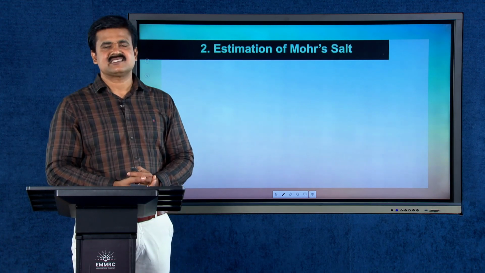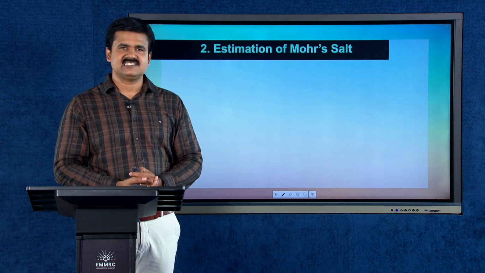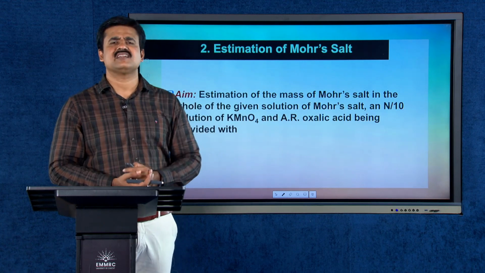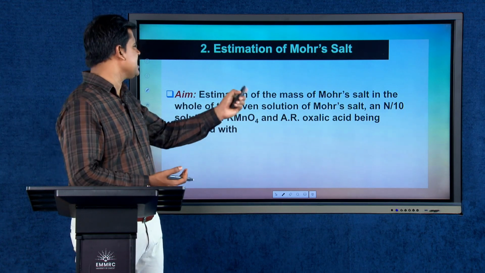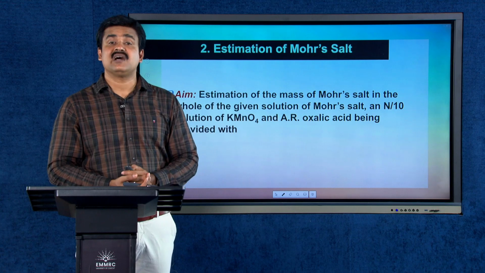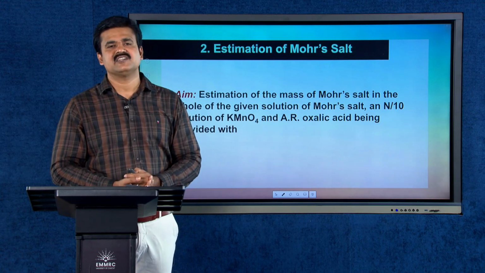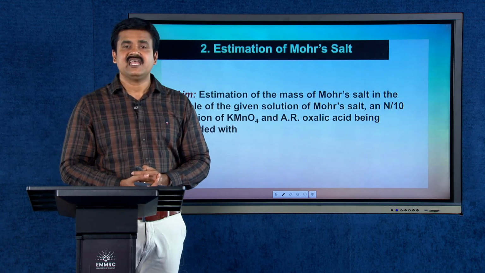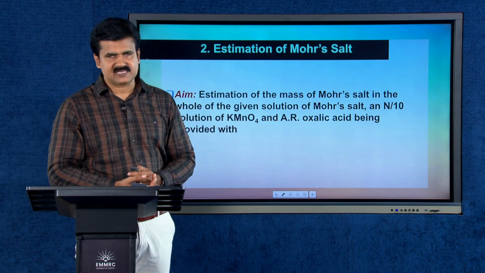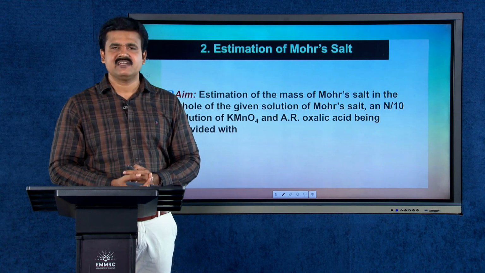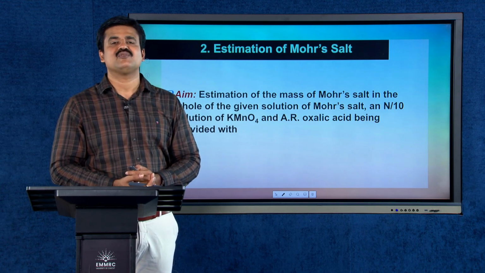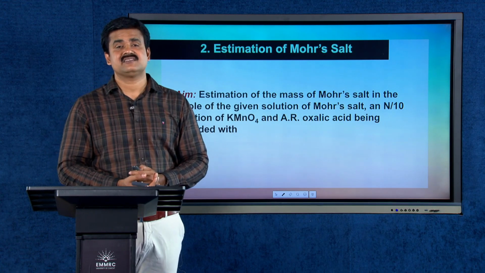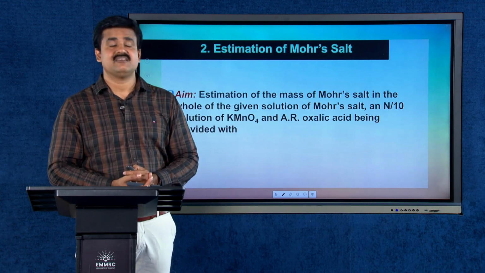Now we are discussing the second experiment, that is nothing but estimation of Mohr's salt. I already mentioned that Mohr's salt is ferrous sulfate, ammonium sulfate, 6H2O, and this is the aim of our experiment: estimation of the mass of Mohr's salt in the whole of the given solution of Mohr's salt, and N by 10 solution of KMnO4 and AR oxalic acid being provided. So, you are entering a laboratory, you are provided with approximately 0.1 normal KMnO4 solution and AnalaR oxalic acid crystals, and you have to estimate the concentration of Mohr's salt present in the given solution.